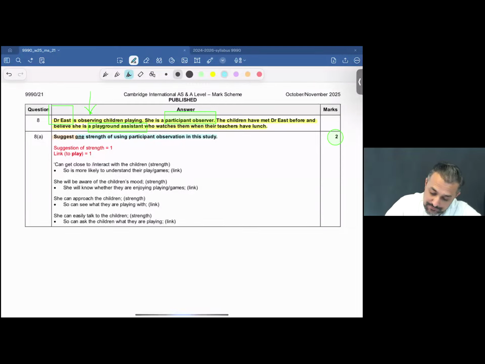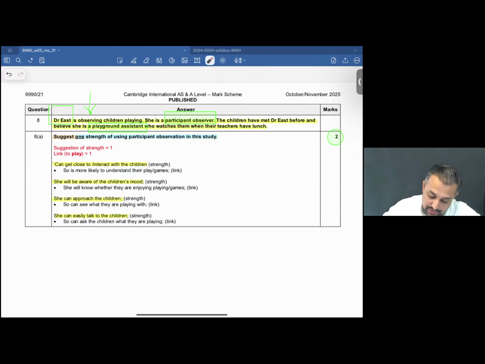So one strength, again, the examiner has underlined the word one, ensuring that you don't write more than one, of using participant observation in the study. If you're using participant observation in this particular study, you can get close to or interact with the children, or she will be aware of the children's mood. She can approach the children, or she can easily talk to the children.